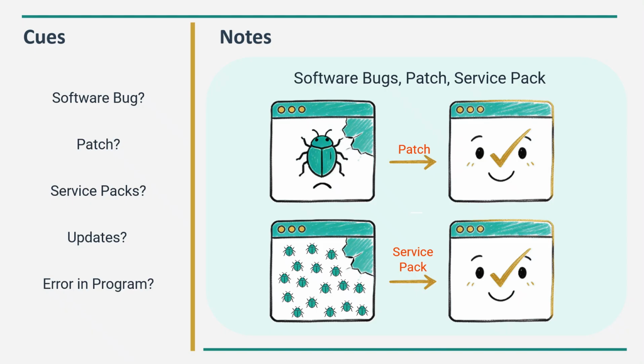Question papers often ask, how can a user fix a software bug? A typical answer: install a patch, update, or a service pack. Any of those three.